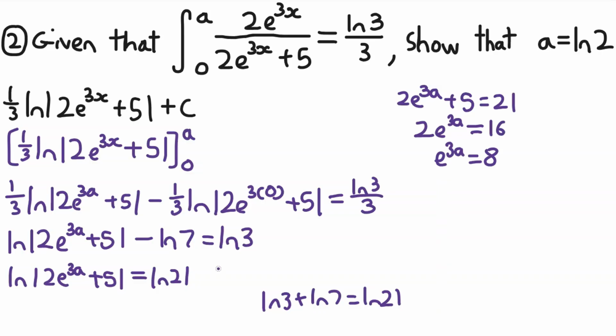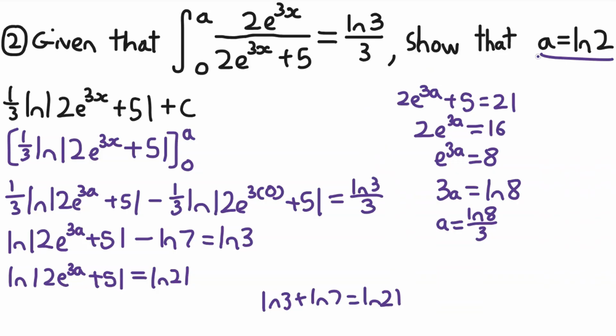And then to get this power here as the subject, we can take the natural log of both sides, so it's 3a is equal to the natural log of 8. So that means if we divide both sides by 3, it's going to be a is equal to the natural log of 8 over 3.